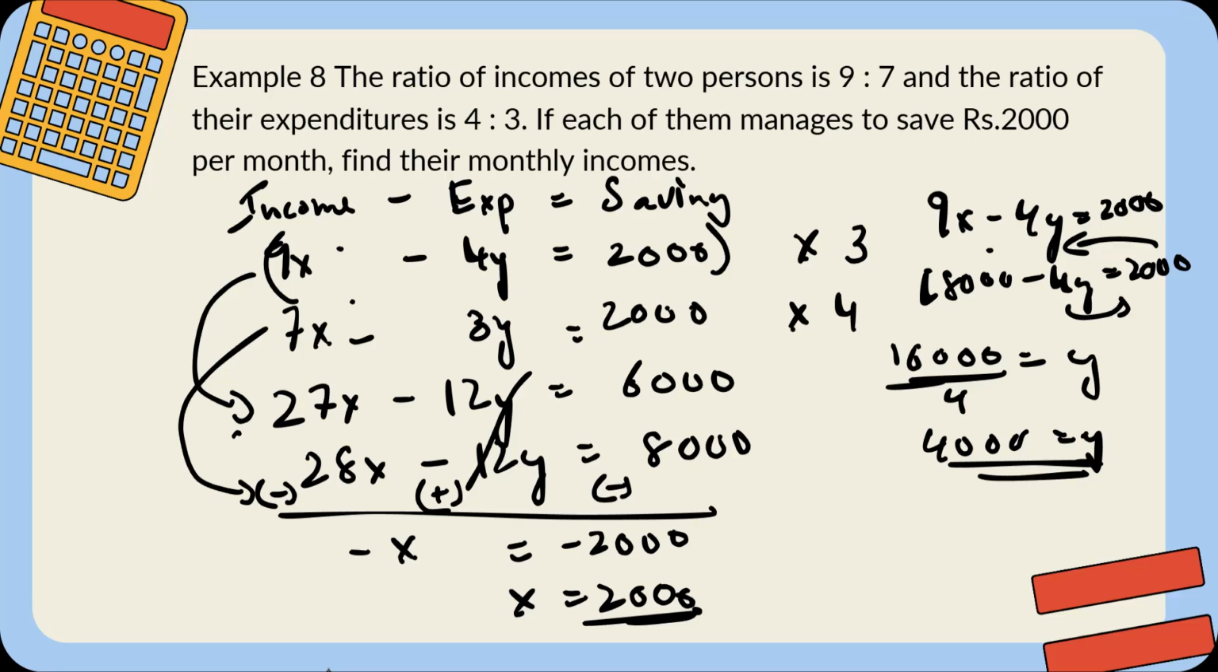So we can find their monthly income. What is the monthly income? The first person's monthly income is 9 into 2,000, which will become 18,000. The second person's monthly income is 7 into 2,000, which will be 14,000. So these will be the answers.